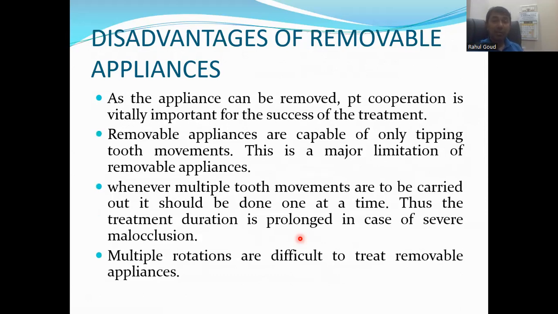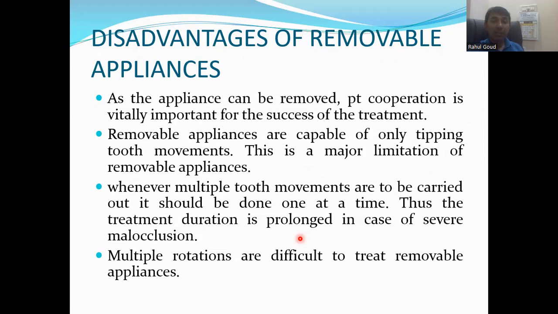As the appliance can be removed, patient cooperation is vitally important for the success of the treatment. This is the first and foremost disadvantage of removable appliances. If the patient is not cooperative, he will just take the removable appliance and throw it aside. So you can't monitor the patient.